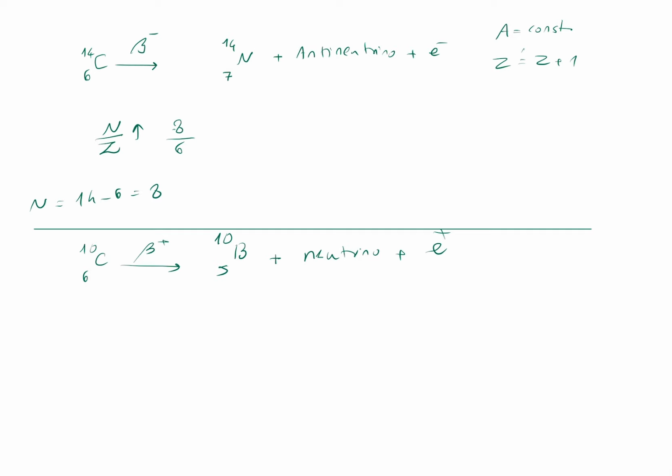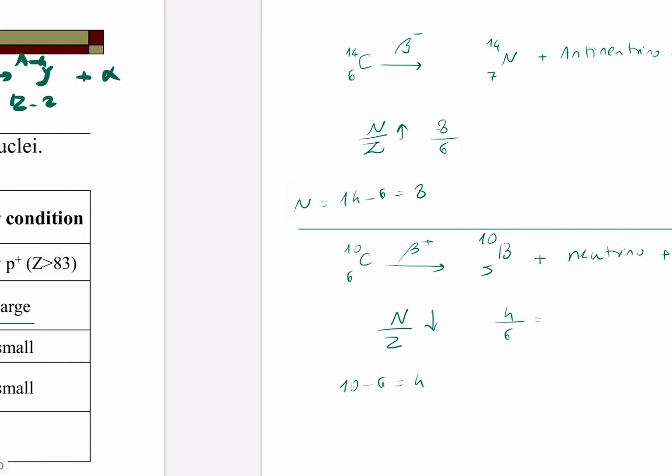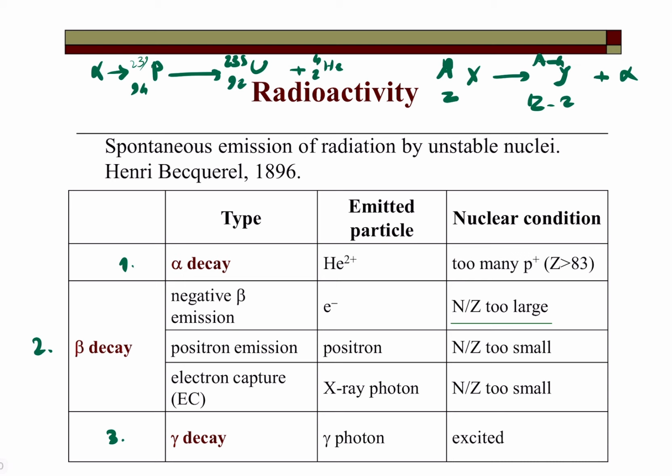Okay? And as you see here, if we have a neutron to proton ratio that is a low number, because here we have 10 minus 6 is 4 neutrons, and the 4 to 6 is smaller. This was a very good example for this, and electron capture we will study later in the X-ray, when again N to Z is too small.